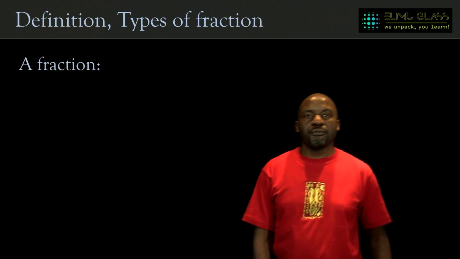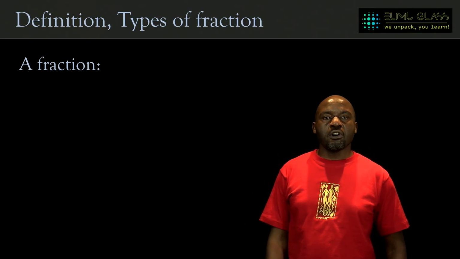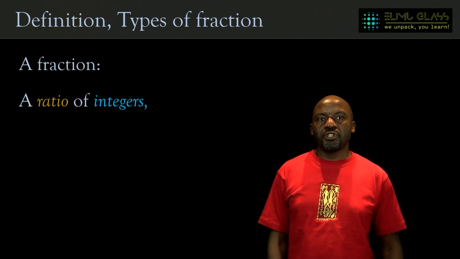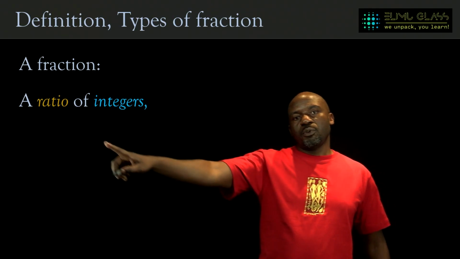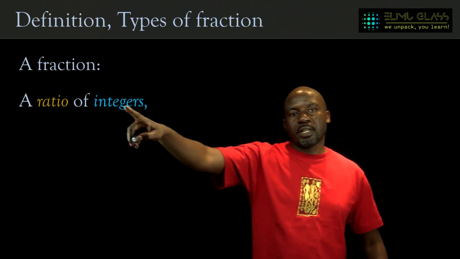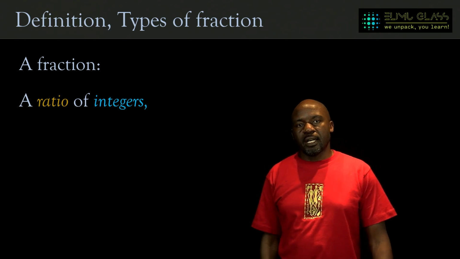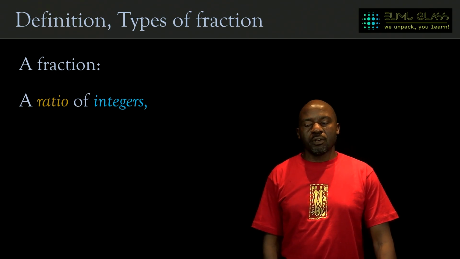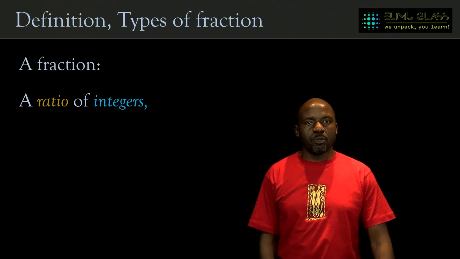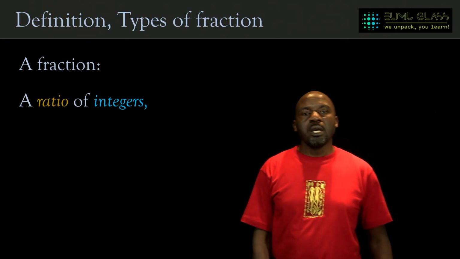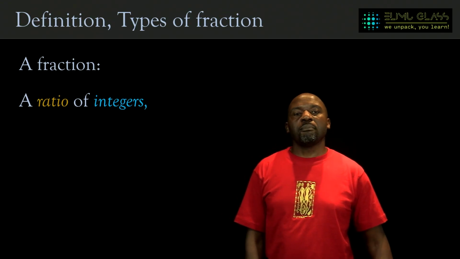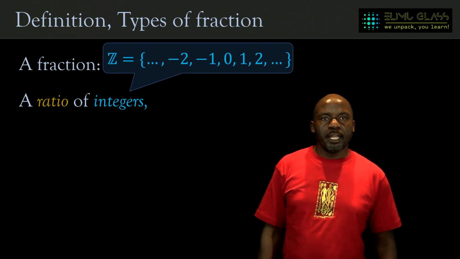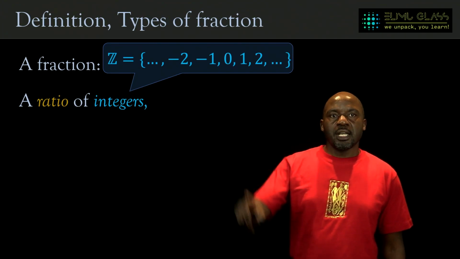A fraction can be defined as the ratio of integers. So a fraction is a ratio of integers. A ratio, we know what that means, but before I go there, let's look at integers. We will see in another unit that integers refers to complete numbers. I don't want to use the term whole numbers because that also has a different meaning. So integers refers to complete numbers, whether positive or negative. So here are examples of complete numbers.